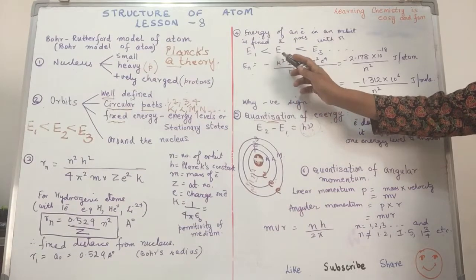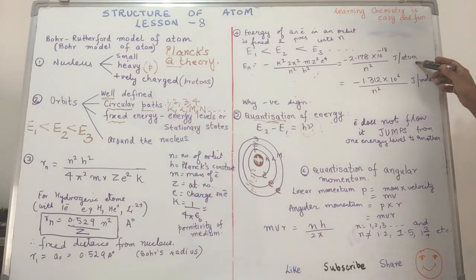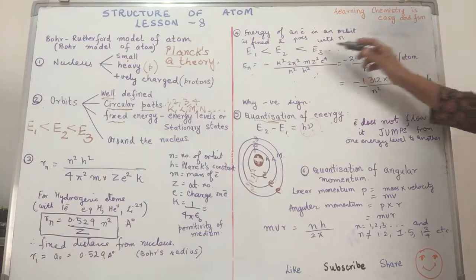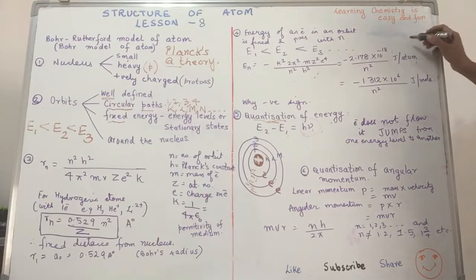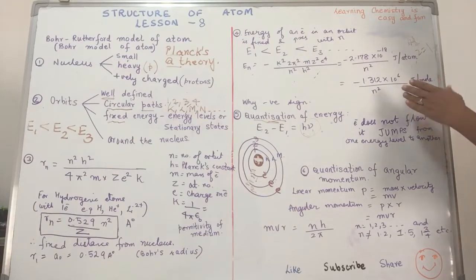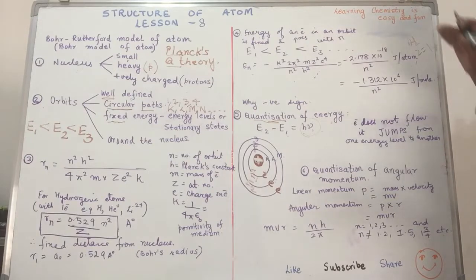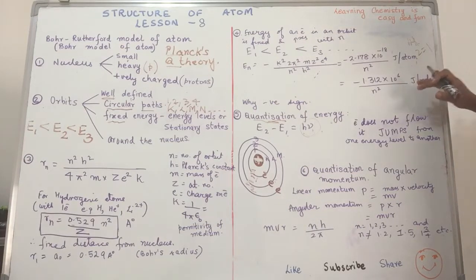Now k is taken into account because we are talking about this energy in the SI system. Now all of this boils down to a simple expression, minus 2.178 into 10 to the power minus 18 upon n square joule per atom, when I am talking for an atom like hydrogen whose atomic number is simply taken as 1. We are limiting our study to hydrogen because we do not want to complicate things right now. So I am giving you simple expressions. The derivations of this will be taken up in the next video.